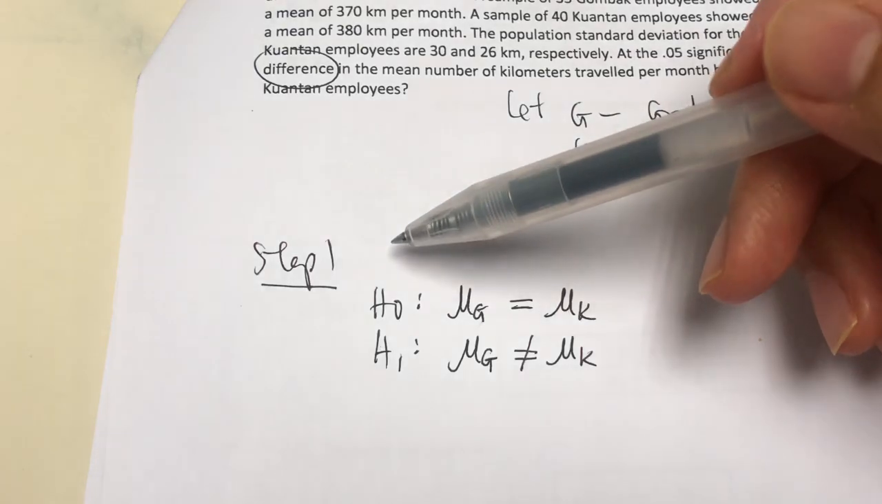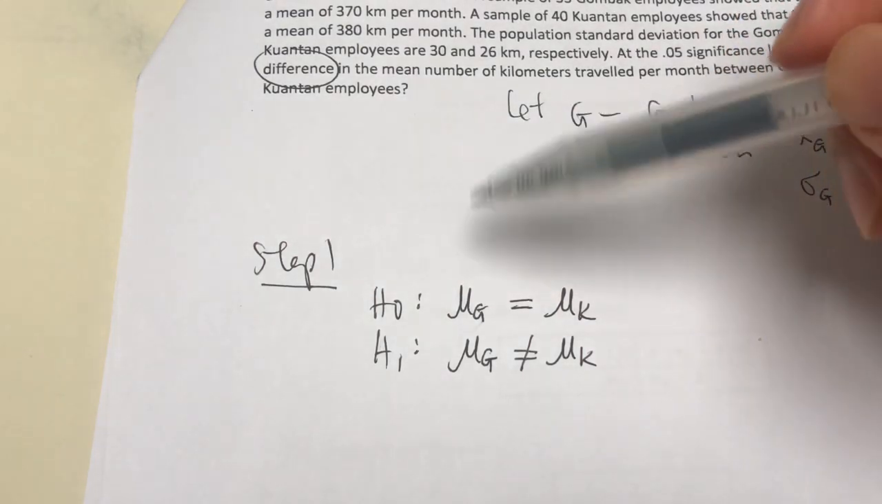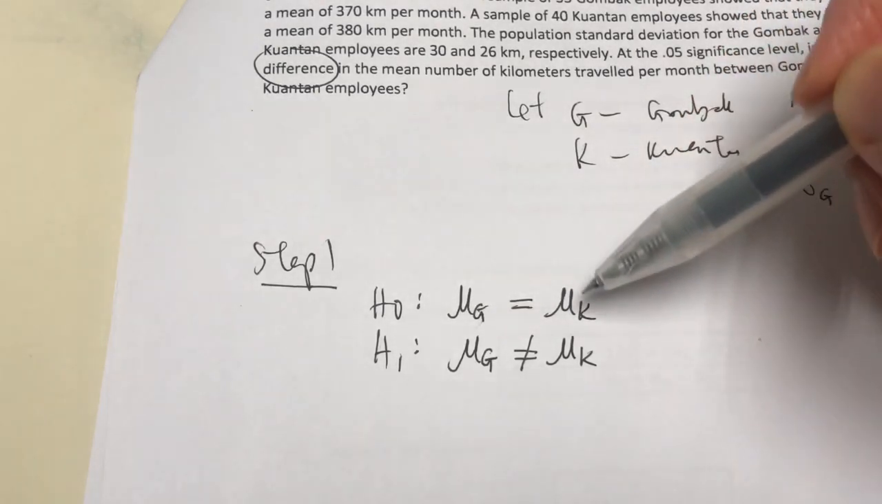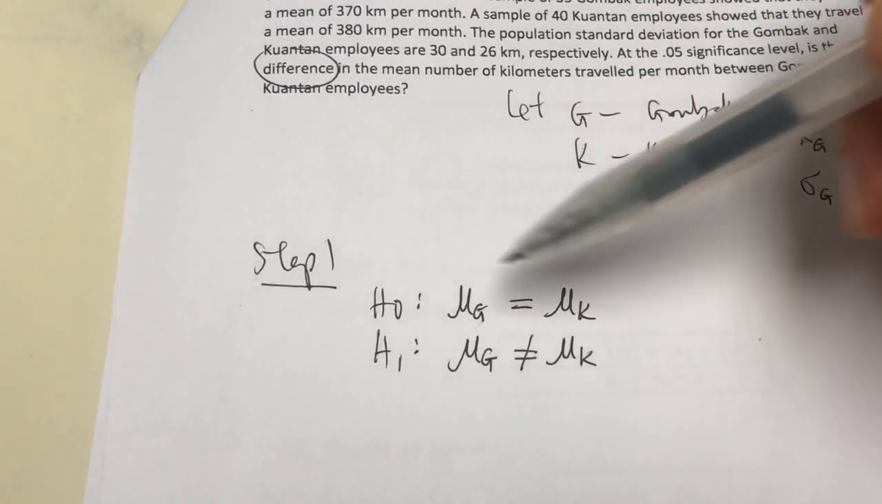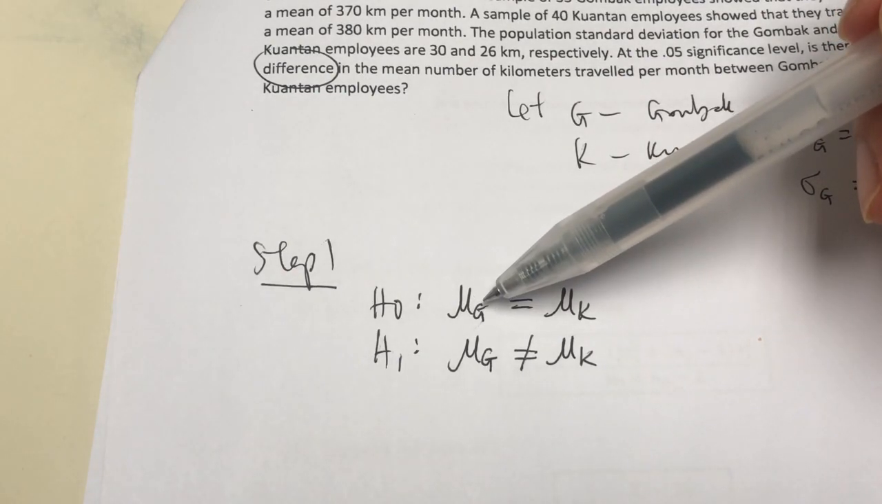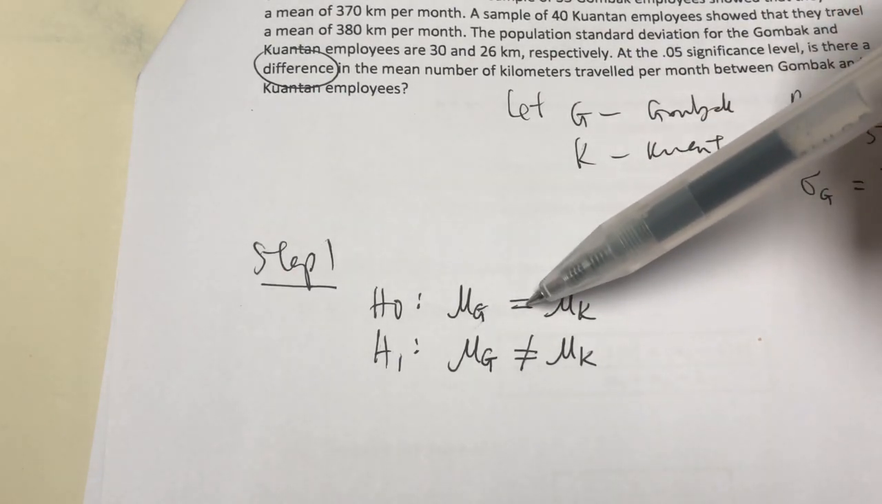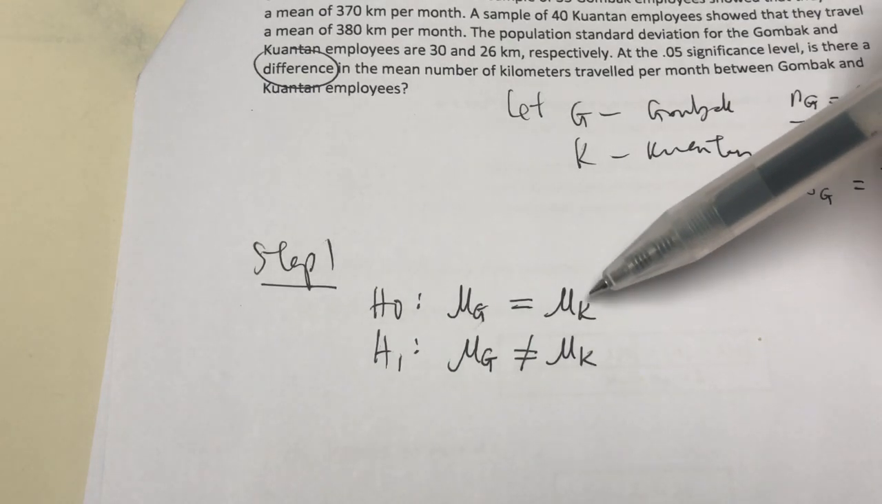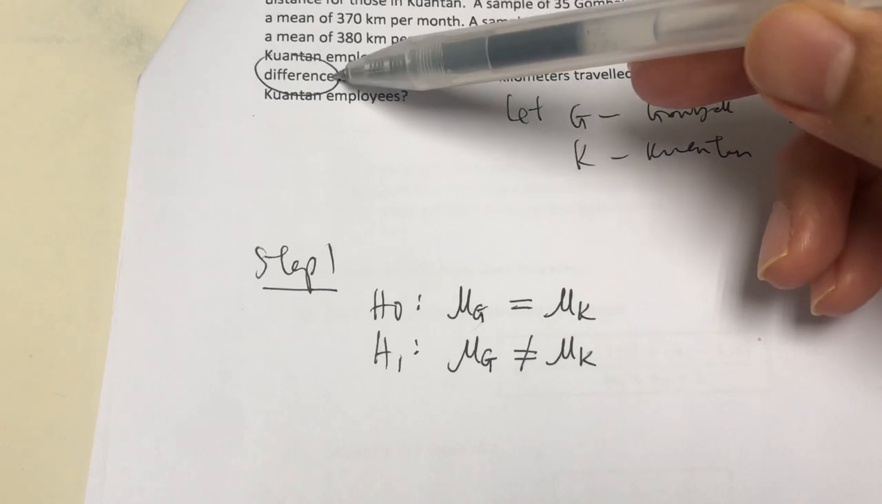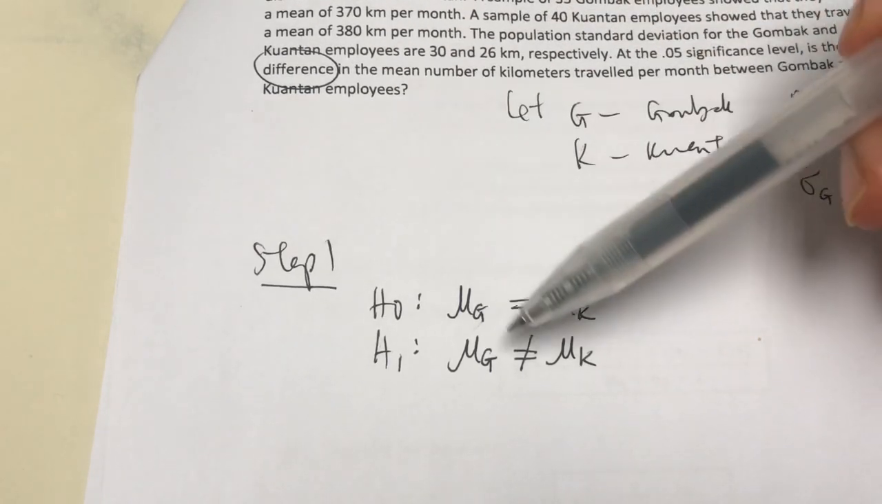For step 1, as I showed you just now, for the null hypothesis we always assume that both population means are equal. So we assume that the average kilometers traveled by Gombak workers is exactly equal to the average kilometers traveled by the Kuantan workers. But from the question here, because we are testing whether there's a difference between them or not, that is why this is our alternate.